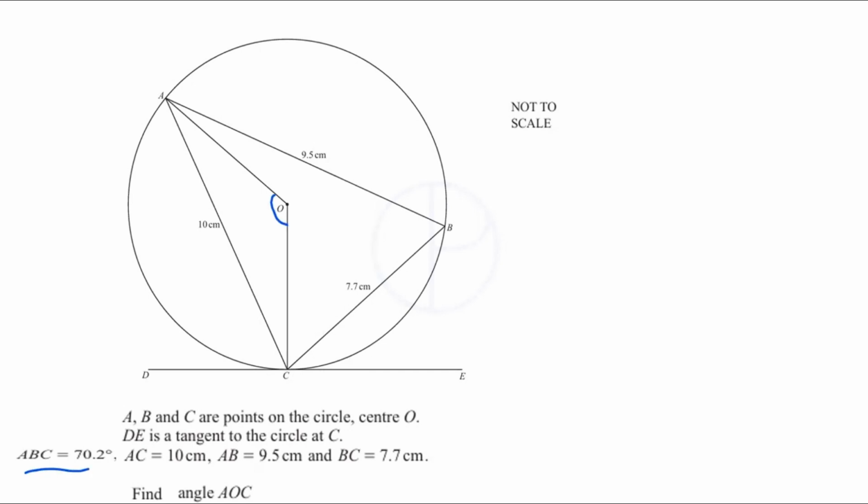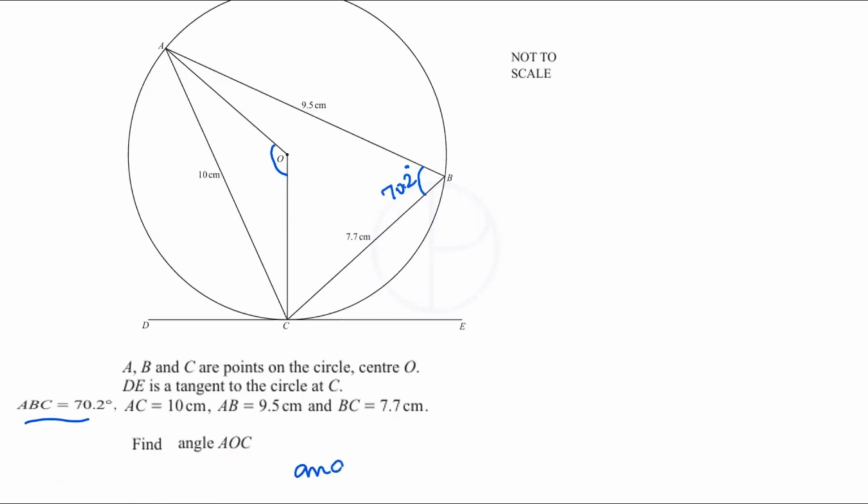So the given angle ABC is 70.2. Then what is the angle AOC? That will be twice the angle at the circumference. The angle at the center will be twice the angle at the circumference. So angle AOC is twice 70.2, which is 140.4 degrees.